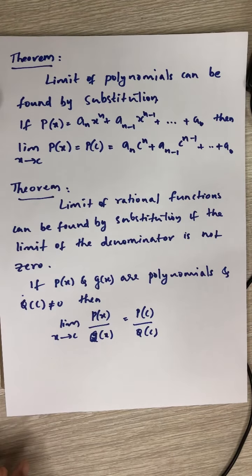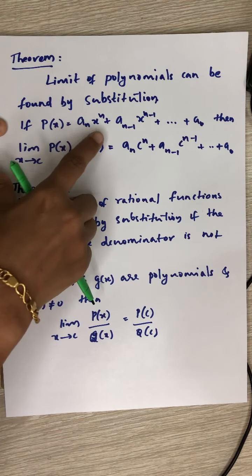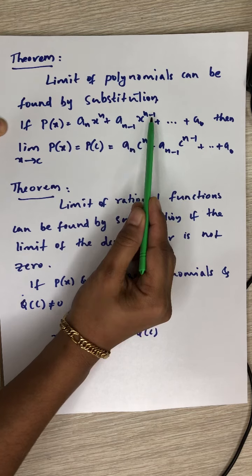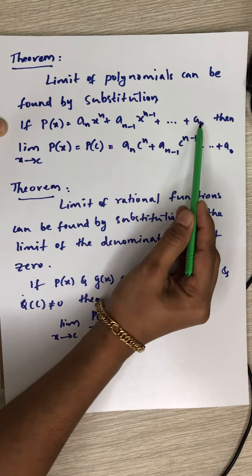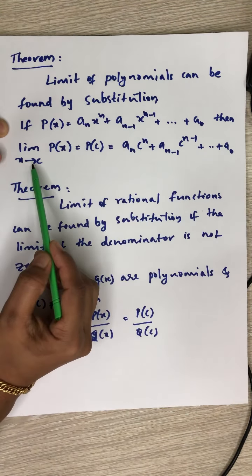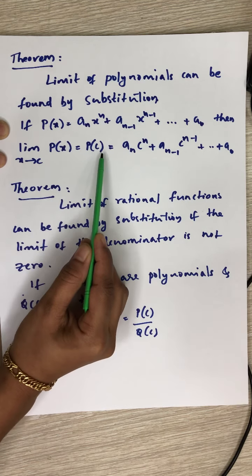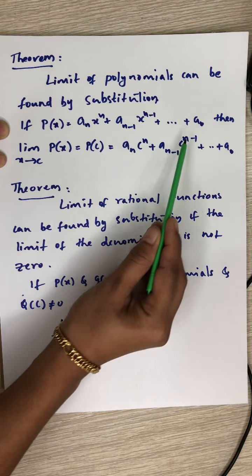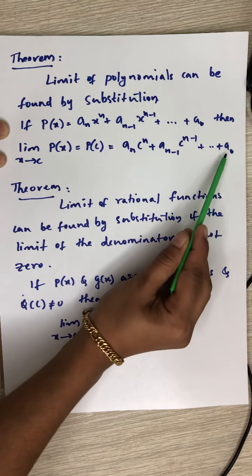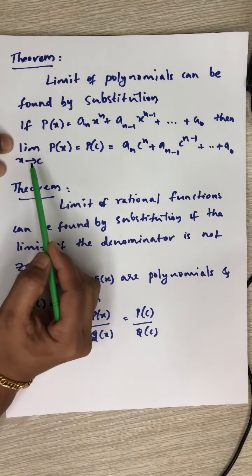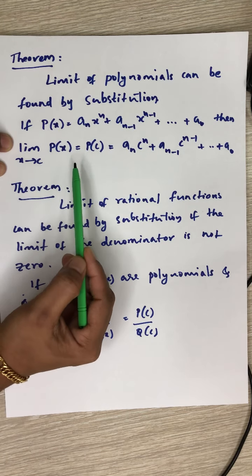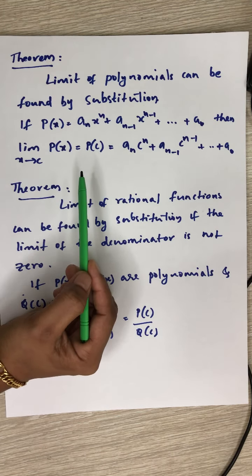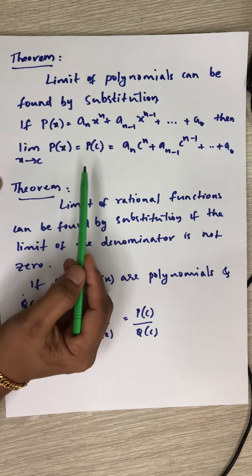The first theorem is that limits of polynomials can be found by substitution. That is, if p of x is equal to an x raised to n plus an minus 1 x raised to n minus 1 plus etc. plus a naught, then limit as x tends to c of p of x is equal to p of c, which is an c raised to n plus an minus 1 c raised to n minus 1 plus etc. plus a naught. This is just substituting c instead of x.